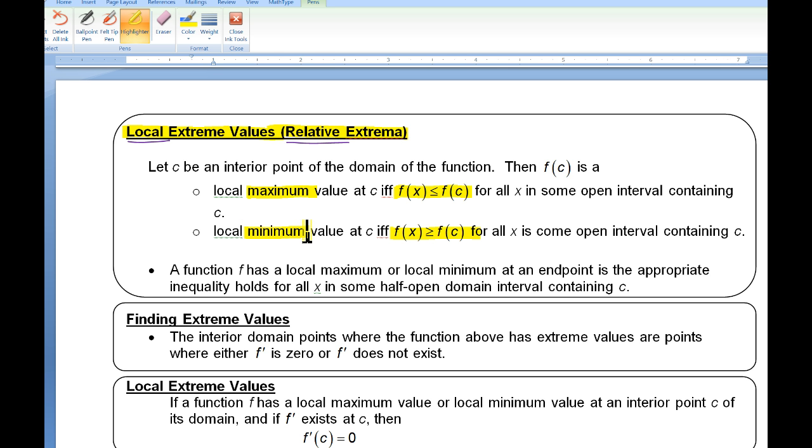So there is a local maximum at c if all the values that are around it are going to be smaller than f(c), or a local minimum if f(c) is bigger than all the values. IFF is if and only if, right? Yeah, the two F's, if and only if. Got it.